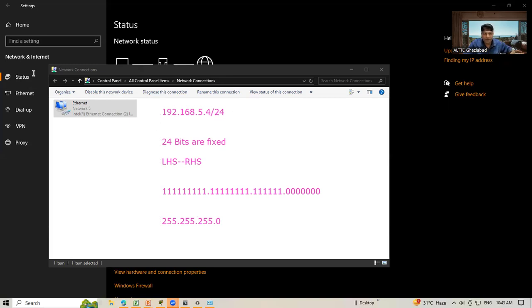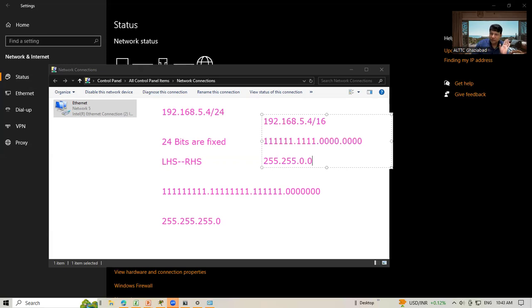Suppose the same question, 192.160.5.4/16. I am asking you, what is the subnet mask of this? Very simple. From left hand side, the first 16 bits are ones, and then the remaining are all zero. So that means 255.255.0.0. Very simple. It never becomes zero inside. Are you getting my point? Yes or no? Yes, sir.